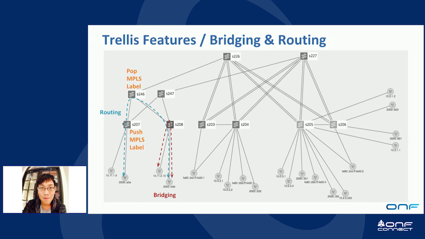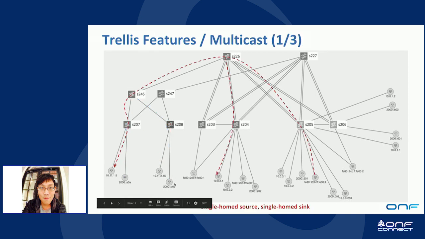And then it sends the MPLS traffic to the spine switch. The spine switch will only match on the MPLS label, pop the label, and route the packet to the correct destination leaf. And then on the destination leaf, it just gets routed to the destination host. So this is a basic feature.